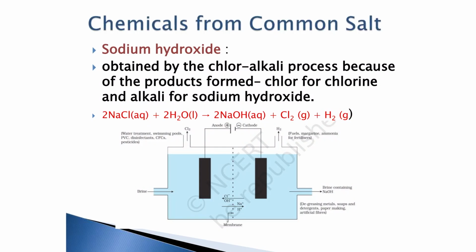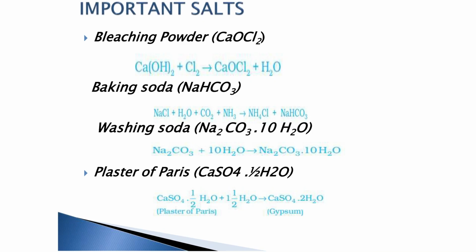Some important chemicals obtained from common salt. The first one we have is sodium hydroxide. It is obtained by chloralkali process. Electrolysis of sodium chloride is done to obtain sodium hydroxide, hydrogen, and chlorine. Other important salts are bleaching powder, baking soda, washing soda, and plaster of Paris. Plaster of Paris, when mixed with water, is converted to gypsum.